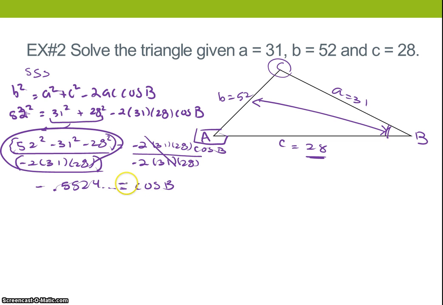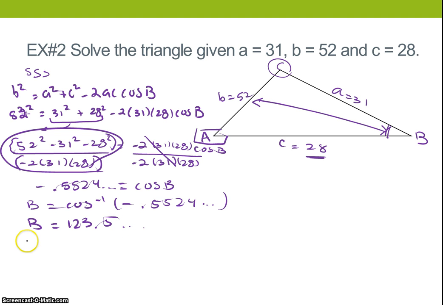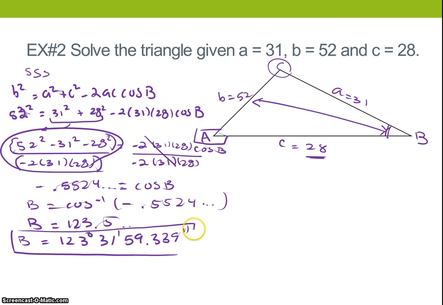So when I want to find B, I have to do cosine inverse to get B alone. So B is going to be cosine inverse of negative 0.5524 and all that stuff. I'm just going to use whatever was left over in my calculator. And I need to make sure I'm in degree mode because I want my answer in degrees. And then B is going to get 123.5 degrees and some stuff. And when I convert it to DMS, I'm going to have 123 degrees, 31 minutes, and 59.339 seconds. And that's going to be my answer for B.